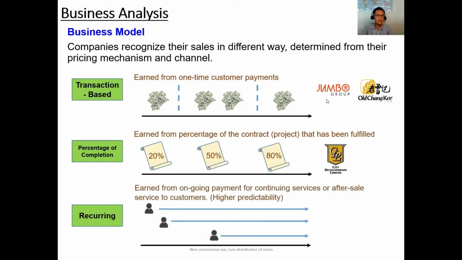There are also companies that earn their sales revenue from ongoing payment for continuing their service or after-sales service to the customer. For this kind of company, the sales revenue is more predictable. So for example, Silverlake Axis. This IT service provider earns their revenue from ongoing IT services to banks and financial institutions.